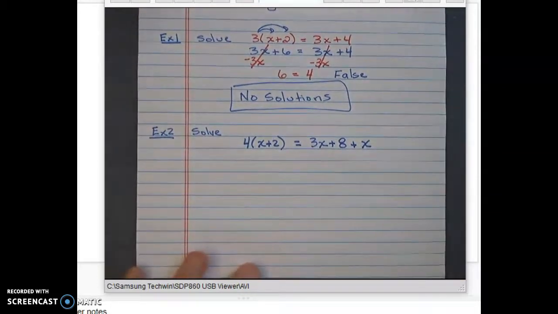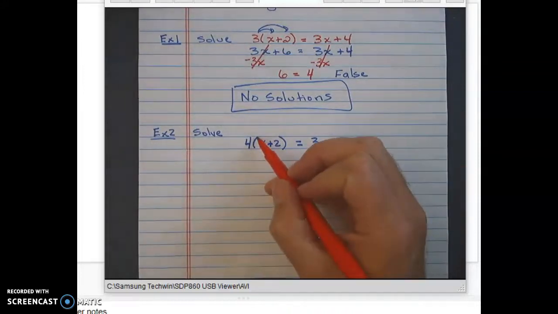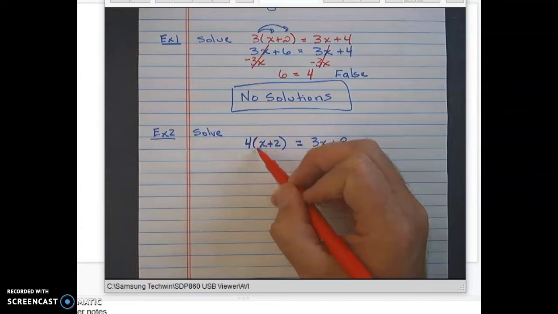Now, when you see a problem like this, you would have to just start solving it just like normal. You probably wouldn't see it as a special case. And so you would start. I would notice that I have parentheses here. Parentheses I know mean multiply.